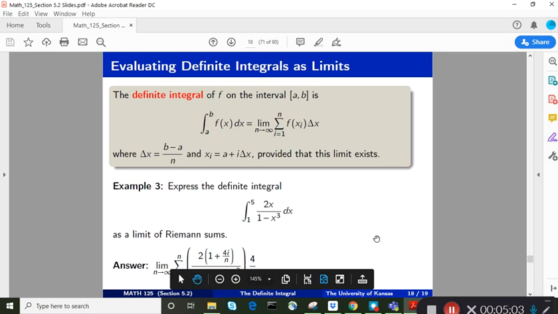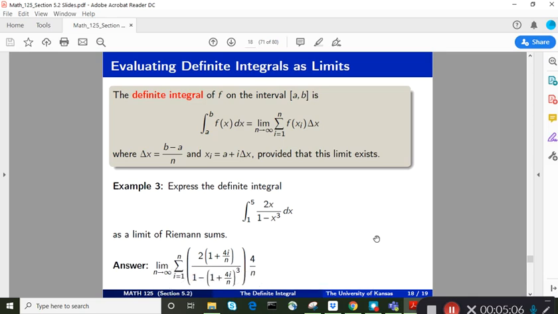Evaluating definite integrals as limits. The definite integral of f on the interval a b is the integral from a to b of f of x dx, and that's the limit as n goes to infinity of the summation i equal to 1 to n of f of xi delta x, where delta x is equal to b minus a over n, and xi is a plus i delta x, provided that this limit exists. Express the definite integral from a to b of 2x over 1 minus x to the third dx as a limit of Riemann sum. Okay, so how do we go about doing this?